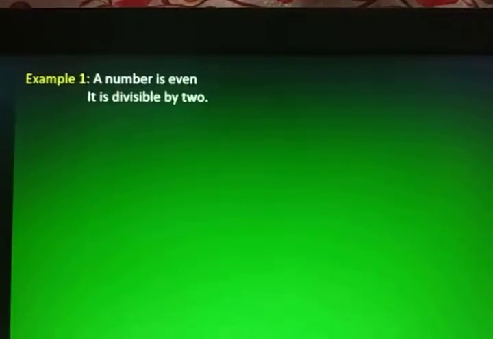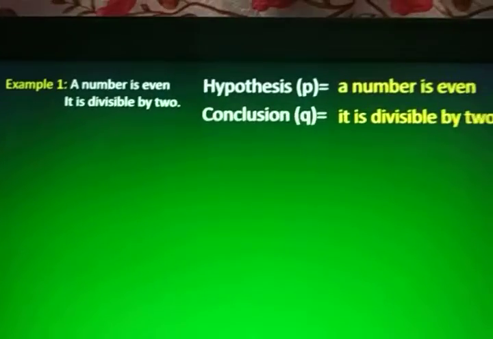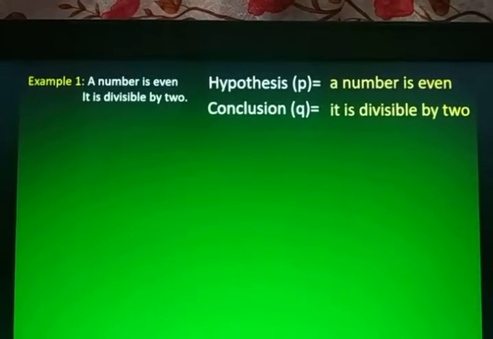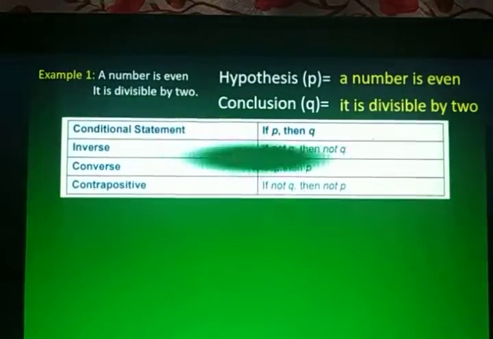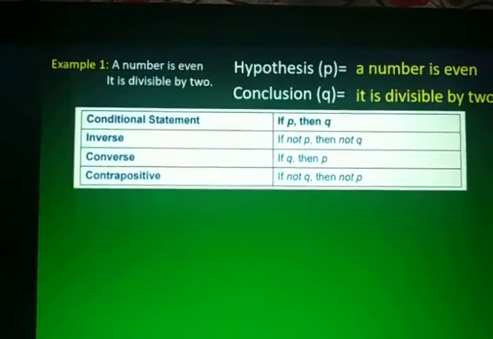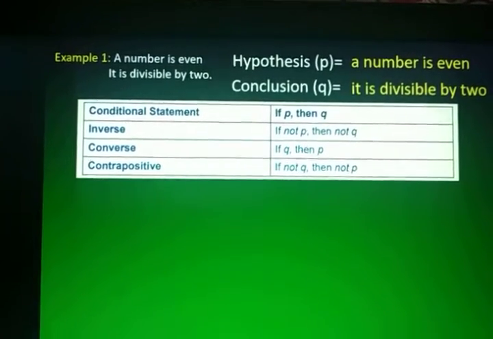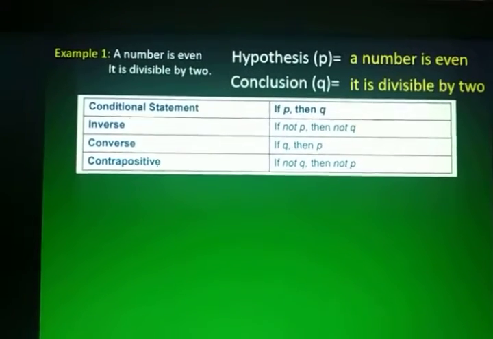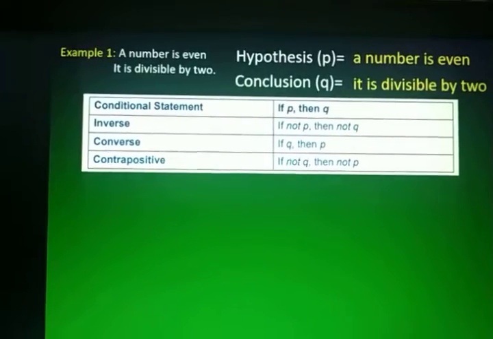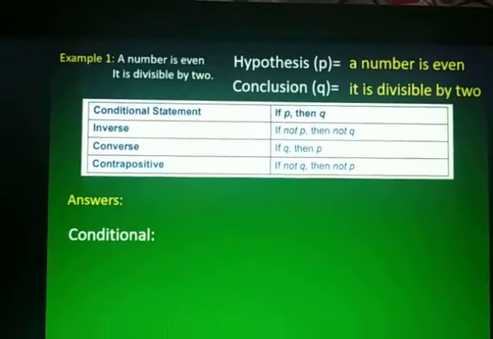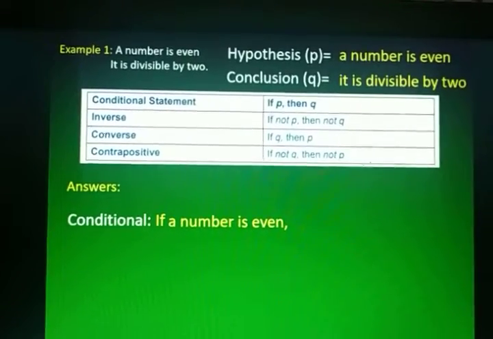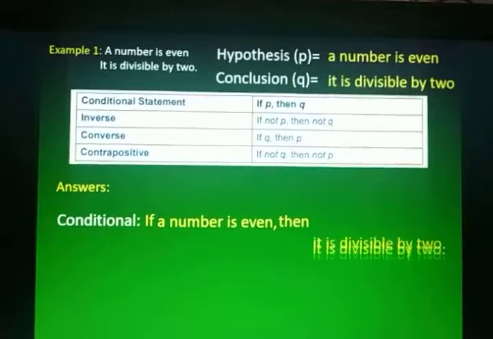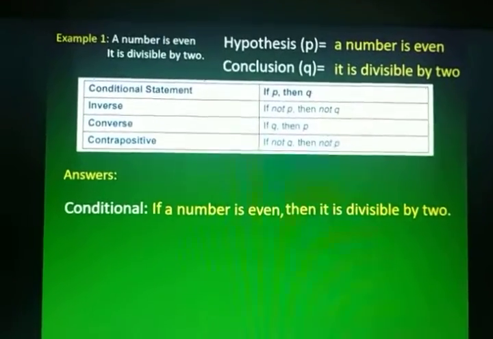Let's try example number 1. A number is even, it is divisible by 2. Hypothesis is a number is even. The conclusion is it is divisible by 2. Okay, follow the pattern for conditional statement. Let's answer for our if-then or conditional statement. If P, then Q. Answer for conditional: if a number is even, comma, then it is divisible by 2. That's conditional. Next, inverse.